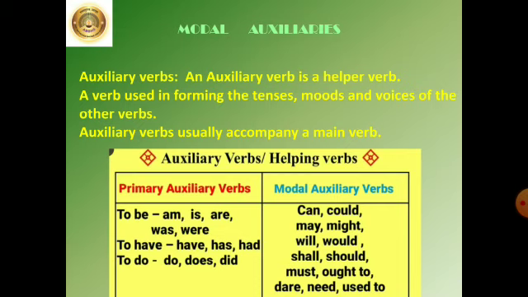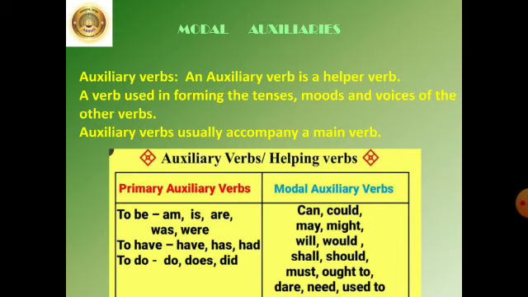And which are the main verbs? Dance, write, eat, play, walk. Main verb means the action words. And the auxiliary verbs are helping verbs such as am, is, was, were, have, has, had, do, does, did, can, could, may, might, will, would, shall, should, must, ought to, dare, need, used to. These are all auxiliary verbs.